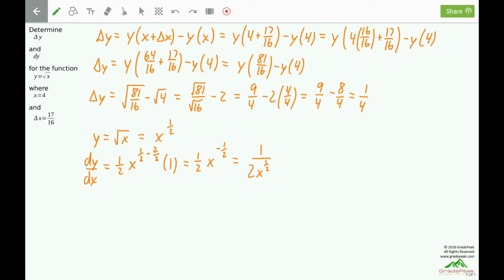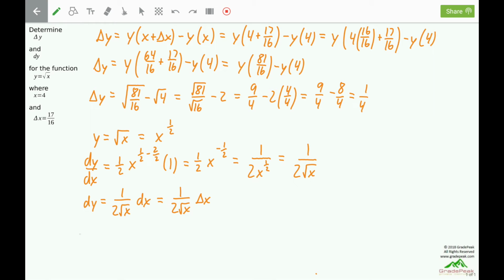The positive 1/2 power can be rewritten as square root of x to the first power. So 1 over 2 square root of x. We will want to solve for dy by multiplying dx to the right side, so that dy equals 1 over 2 square root of x times dx, and we can replace dx with delta x to give it a value. 1 over 2 square root of x times delta x.